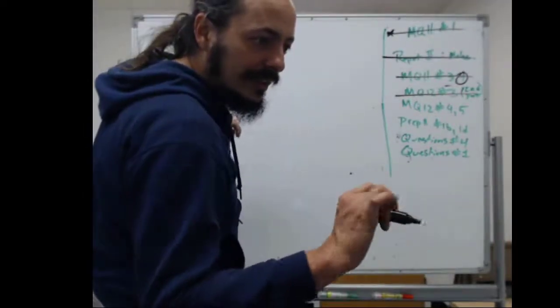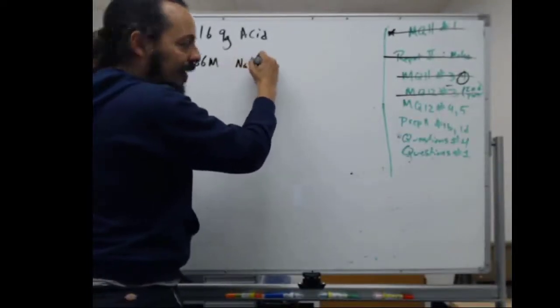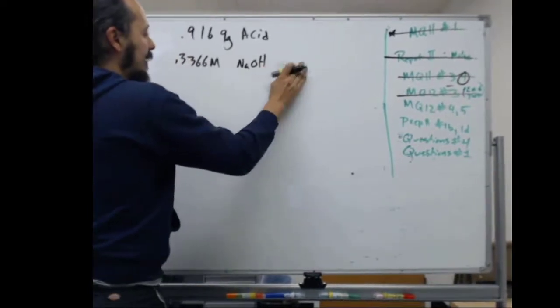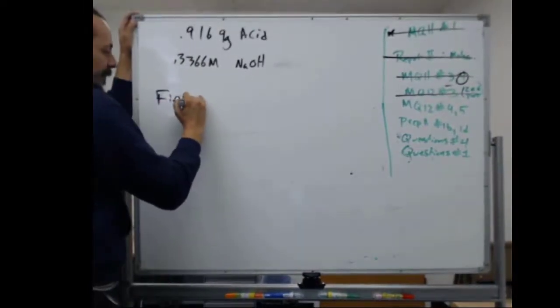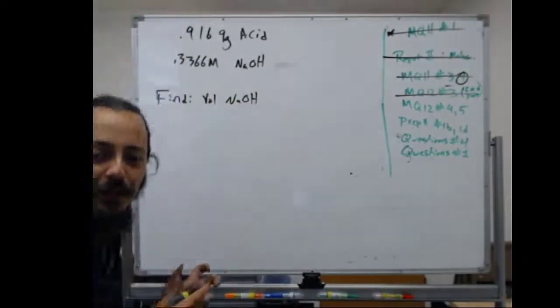We've got sodium hydroxide to reach the equivalence point of the compound below, where we've got a particular number of grams. Let's write down our actual parts that were given. 0.9169 grams of acid. We are also at 0.3366 molarity sodium hydroxide. And the thing we want to find is volume of sodium hydroxide.